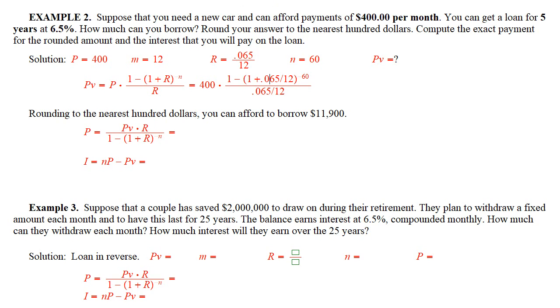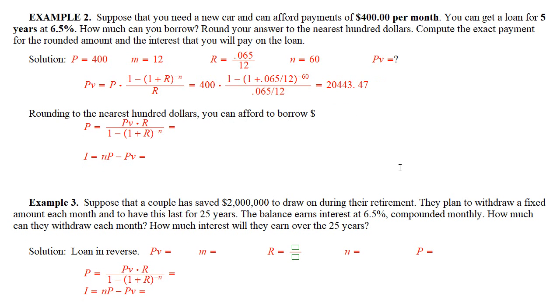So let's go ahead and key this in. It'd be a good idea for you to make sure you're getting the same answer as me. So 20,443 and 47 cents. So you can afford $20,000 on a $400 a month payment. So that's not bad. You can get a decent car for $20,000. And then it says round to the nearest $100. What can you afford to borrow? So to the nearest 100, this will be 20,400.